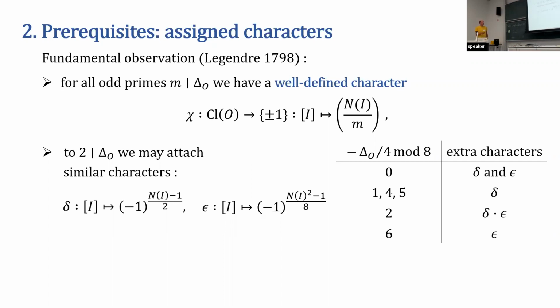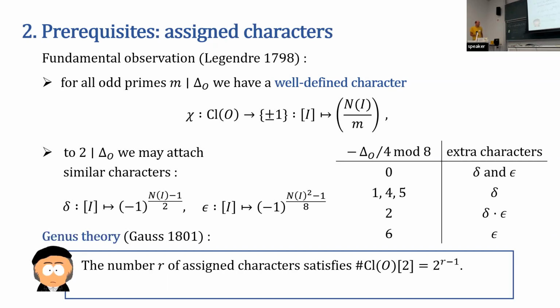Also, to the prime 2, you can attach an assigned character, but sometimes you have to attach 2, and sometimes you cannot attach any. So it's a bit different. We will not use this. These assigned characters relate to genus theory. Basically, the number of assigned characters measures the size of the 2-torsion portion. I will get back to that, but for the attack itself, we will not use that.